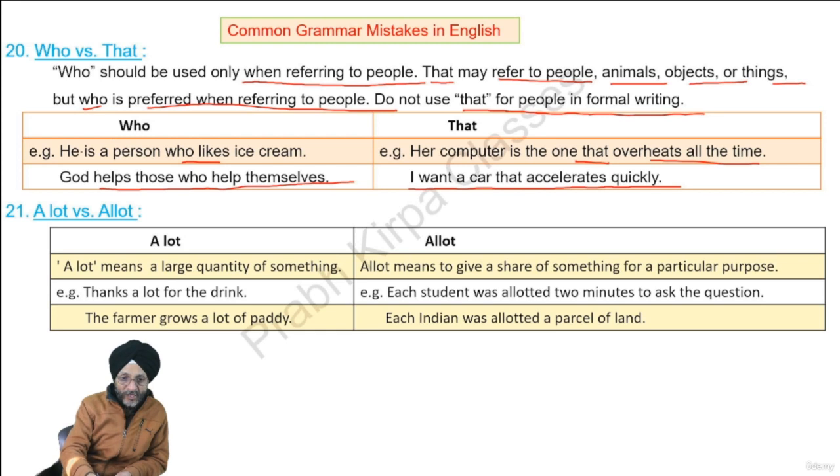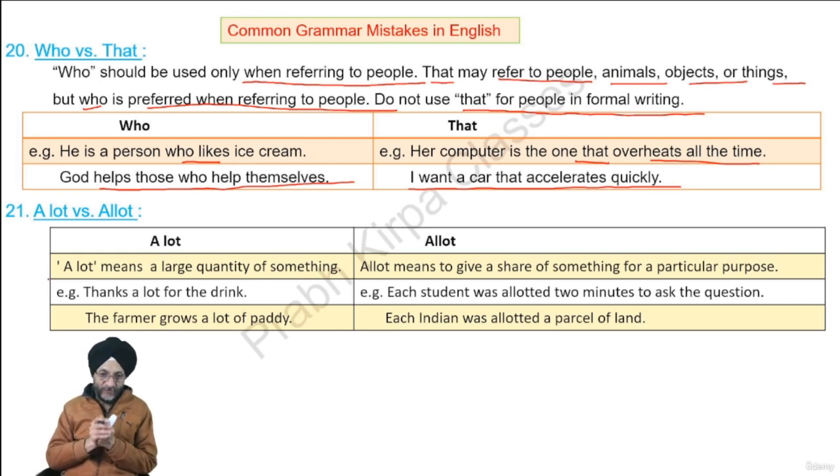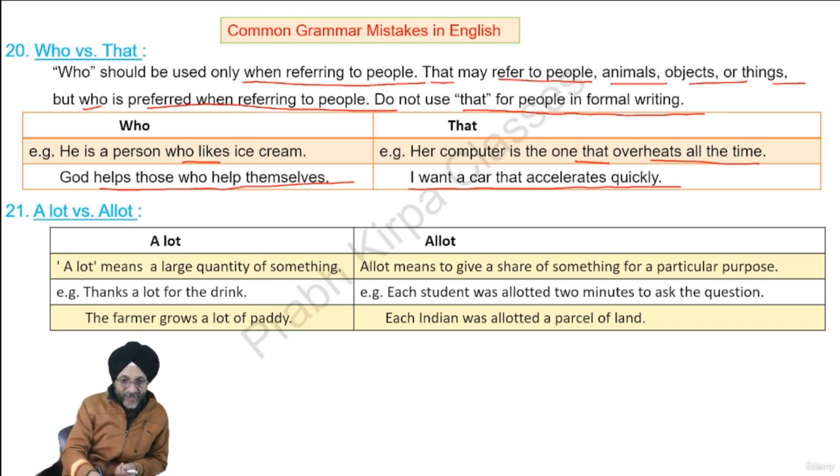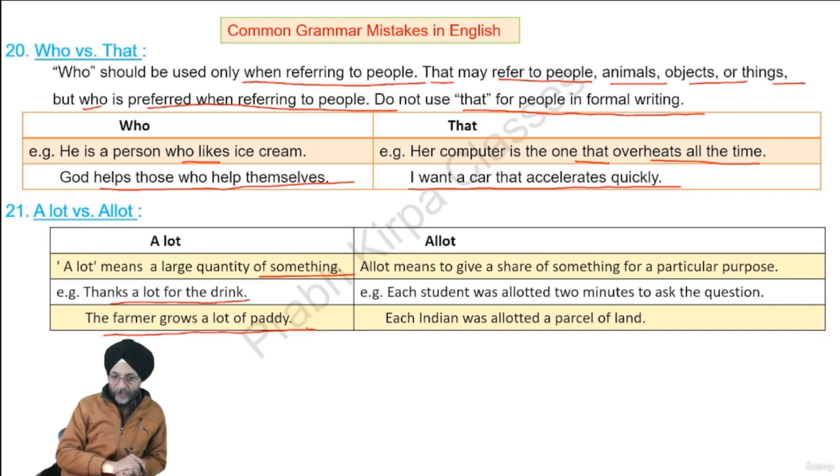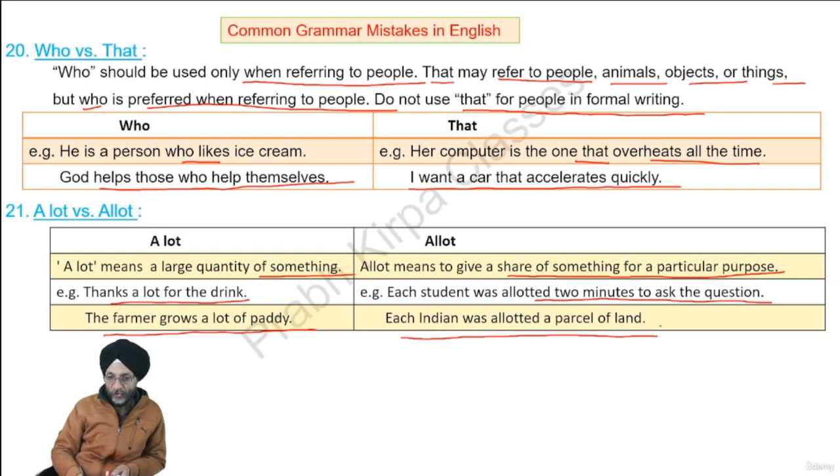Now we must also understand the difference between a lot and allot. Though in speaking both the words resemble each other, there is a difference in their meaning as well as in spelling. A lot means a large quantity of something. Thanks a lot for the drink. The farmer grows a lot of paddy. Allot means to give some share of something for a particular purpose. For example, each student was allotted 2 minutes to ask the question. Each Indian was allotted a parcel of land.